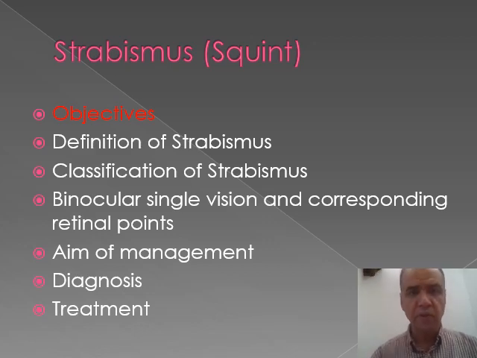Strabismus, or squint, is one of the most important subjects in ophthalmology, especially during childhood. In this lecture, we are going to discuss the definition of strabismus, what the types of strabismus are, and a few notes about binocular single vision and corresponding retinal points, as binocular single vision is the most important aim in our management.